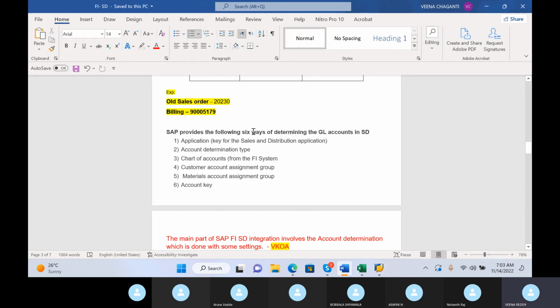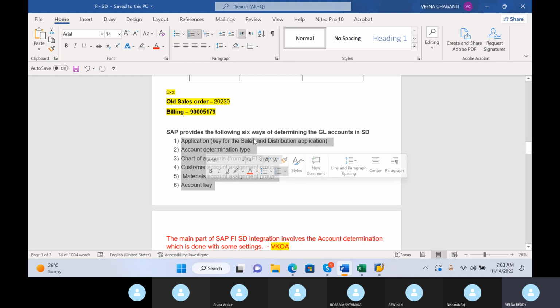Okay, SAP provides the following 6 ways to determine the GL accounts in SD: application key for sales and distribution, account determination type, chart of accounts, customer account assignment group, material account assignment group, account key. All these fields are involved at the table level. SAP has given 5 tables.